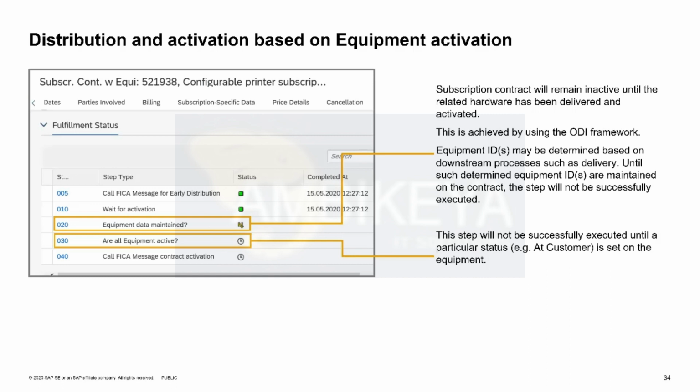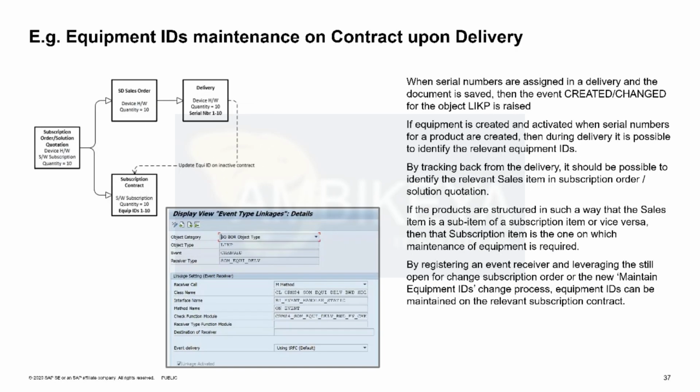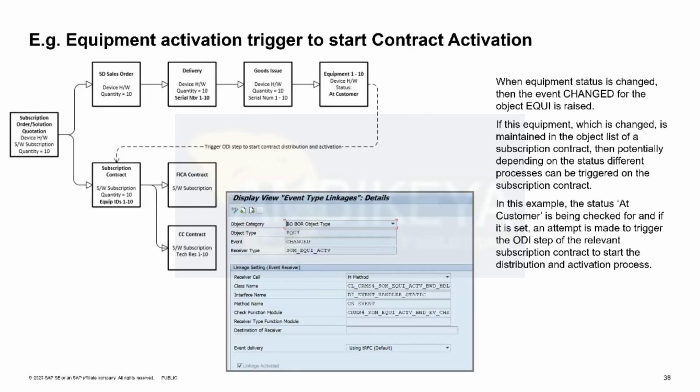Next step is now the step 30. Process looks even a little bit more complicated now. So we have created the deliveries, we have attached the serial numbers, we have determined which equipments we want to attach. Now we book the goods issue. And at that moment, the equipment gets a specific status. So we took the status at customer, but once more, this is a sample implementation. So you can do whatever your business process requires.